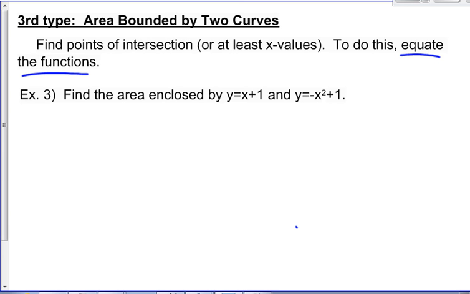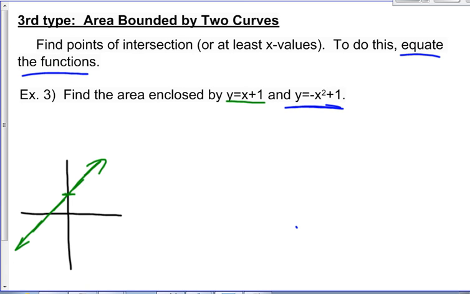So here we're looking for the area enclosed by y equals x plus 1 and y equals negative x squared plus 1. Let's see what these two things look like. Y equals x plus 1 is a line with a slope of 1. Y equals negative x squared plus 1 is a parabola that opens down with a vertex at 1.